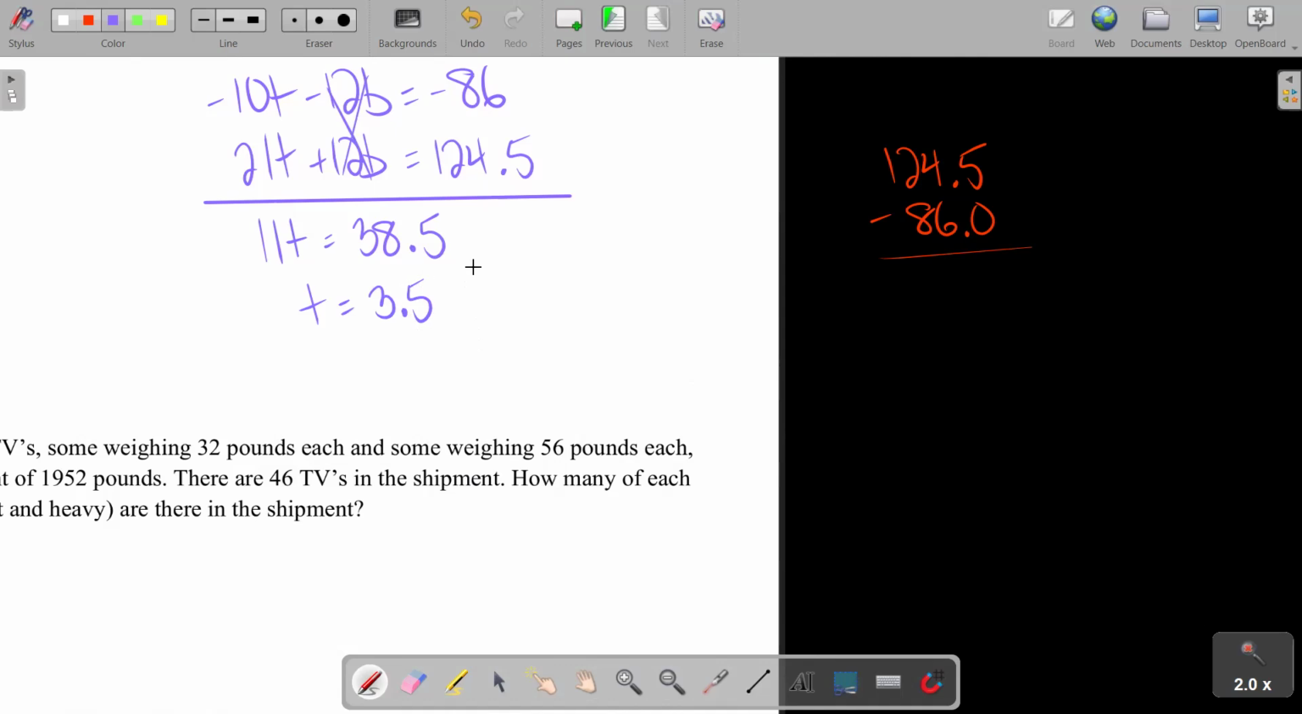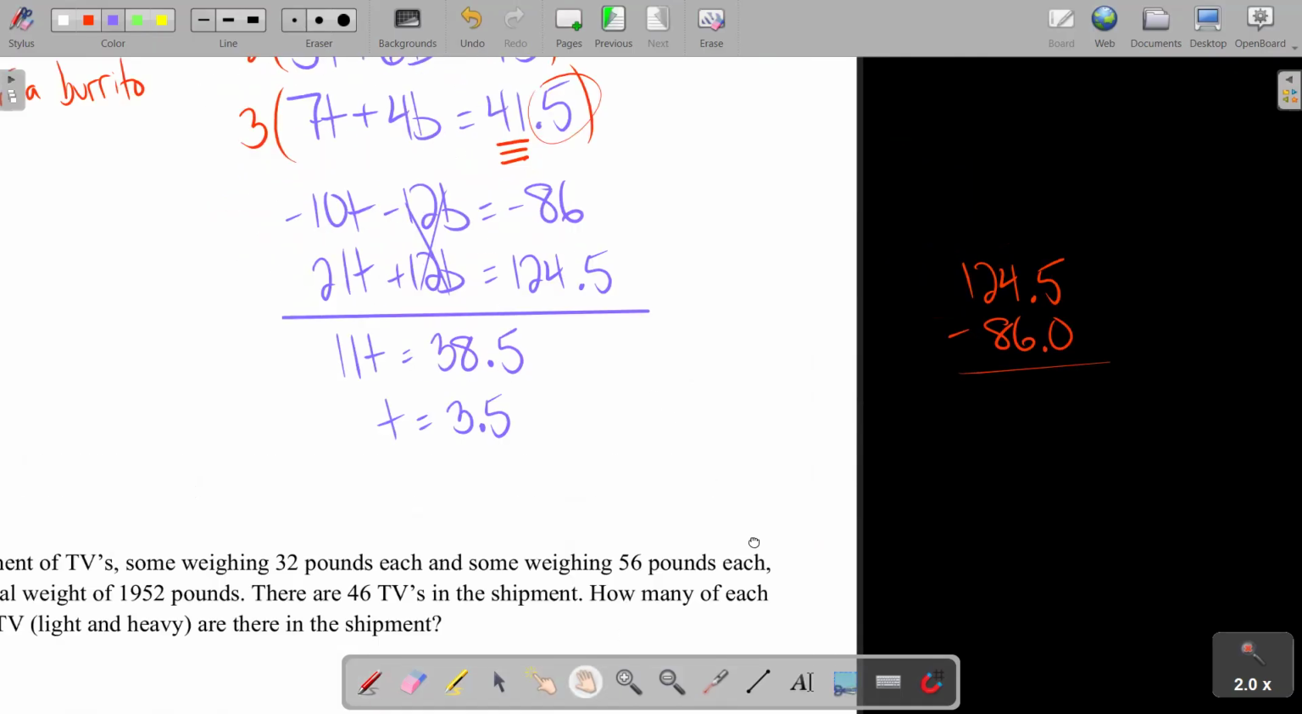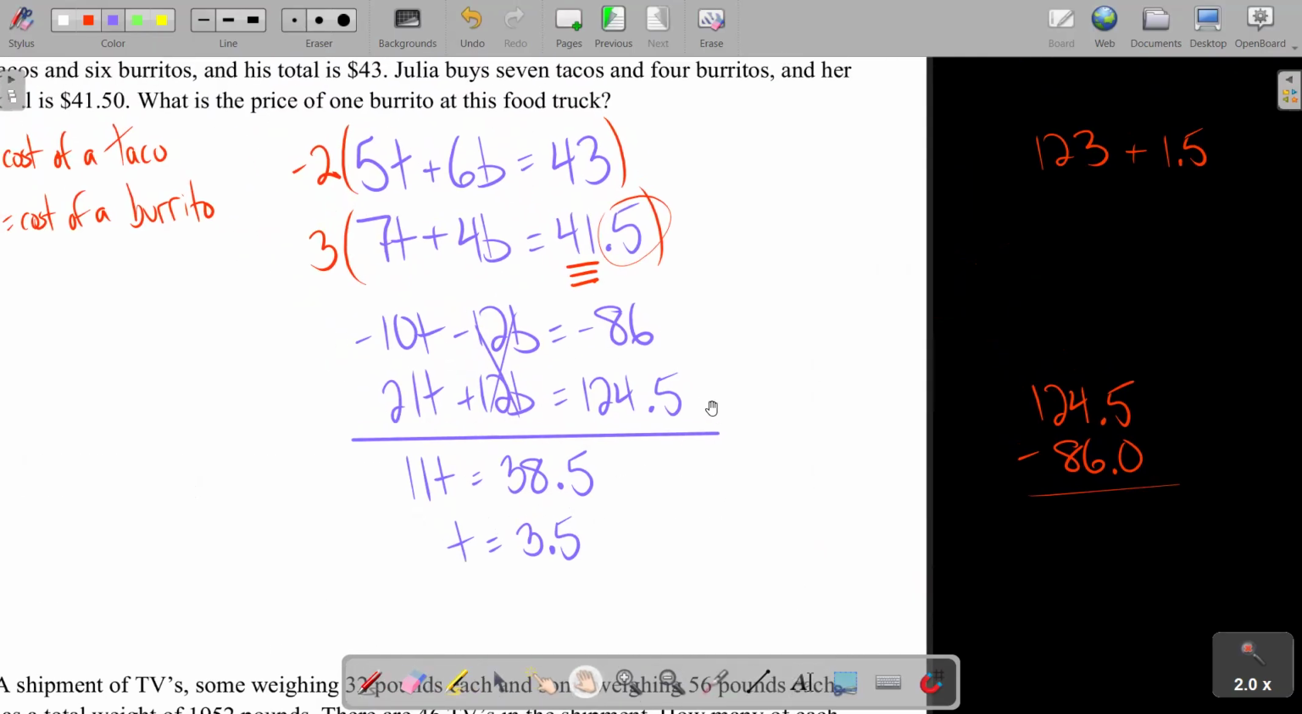Pay 3.50 for a taco at the food truck. Okay. Now we have to probably go find the cost of a burrito. Oh, look at the question. Had it said, what is the price of a taco, we'd be done. But it says, sorry, what's the cost of a burrito? So we do have to go back now and calculate a burrito.